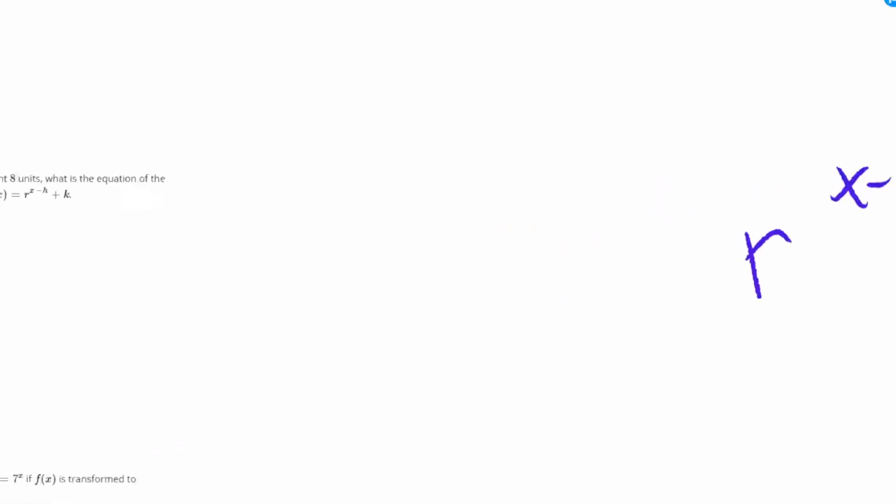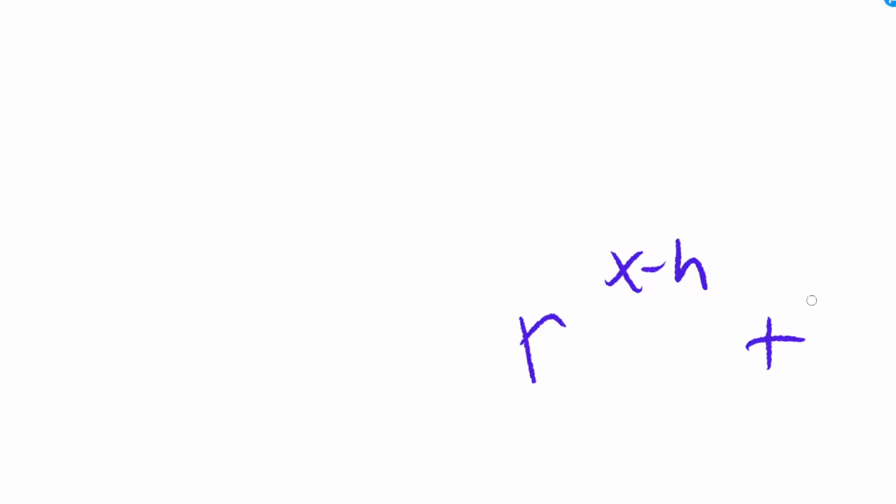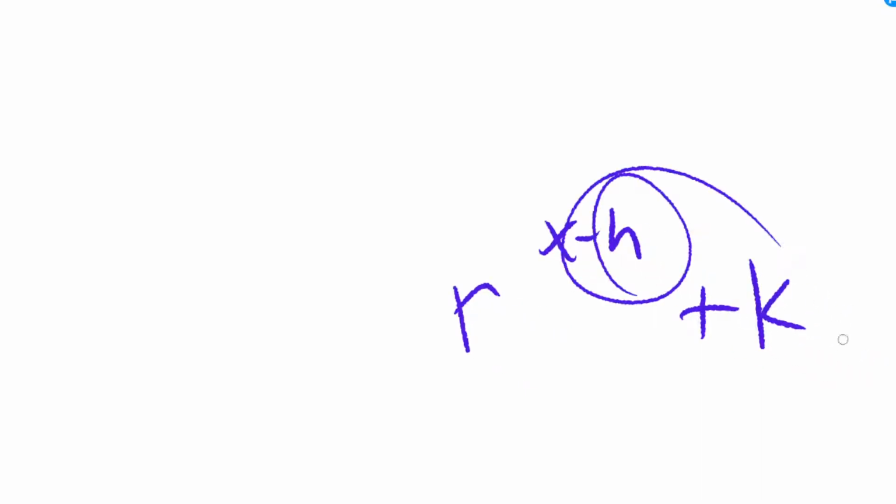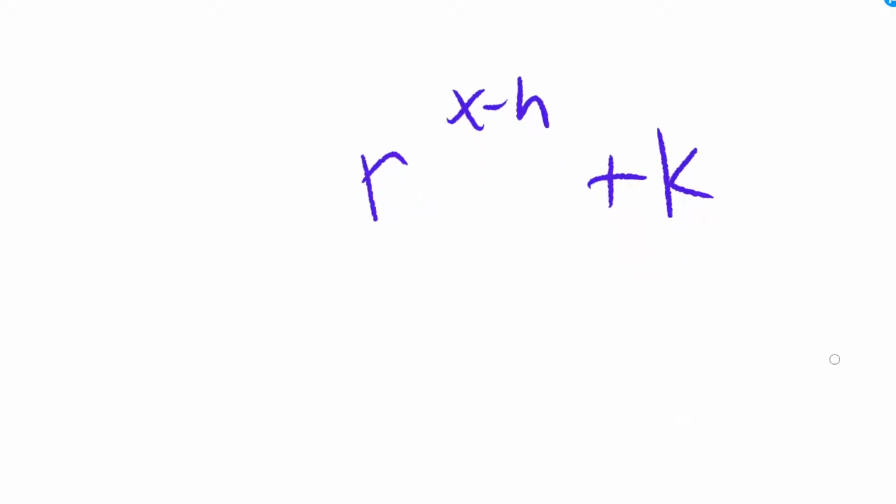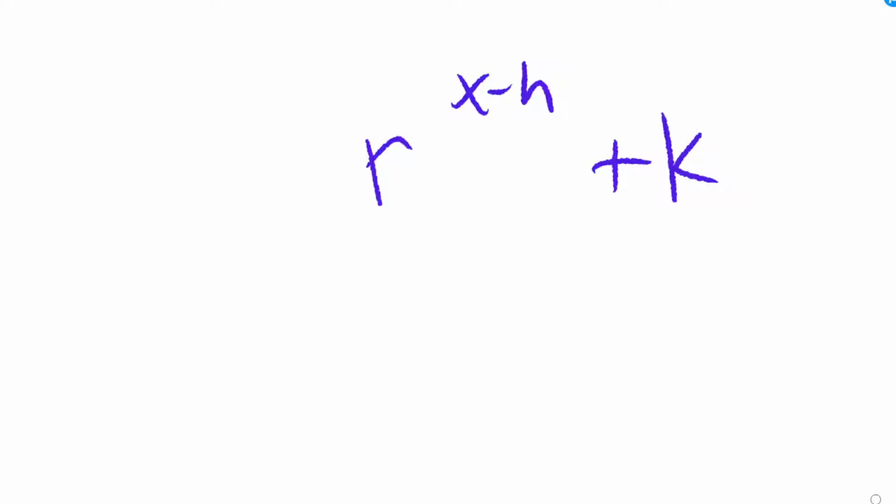Okay, so they have the function with lowercase x minus h, and then plus k. This h and this k should be familiar to you since we are coming off of the quadratic transformations. And they are going to function essentially the same way as well.